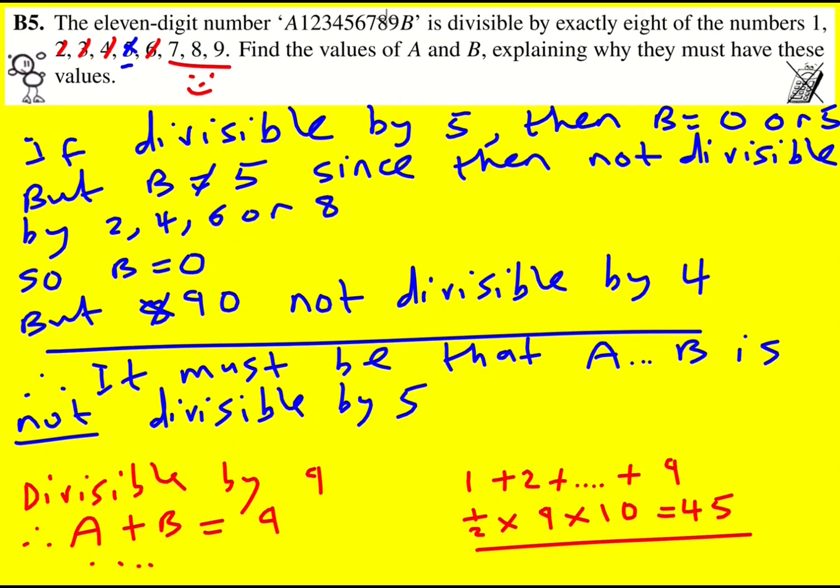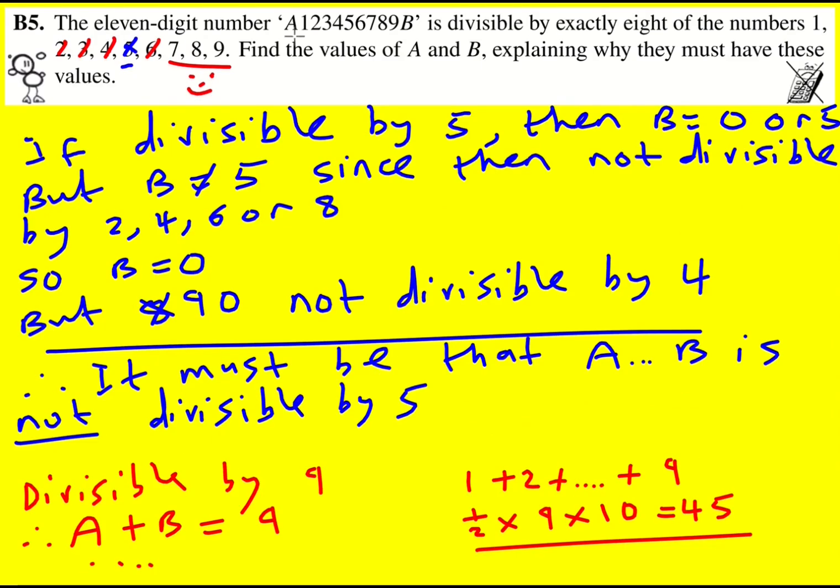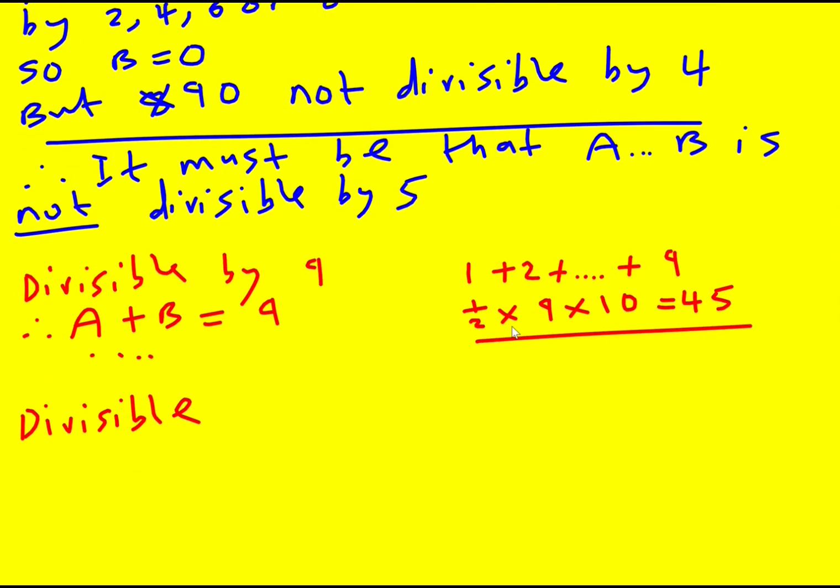Okay, it's the last 3 digits. So to be divisible by 8, the last 3 digits have to be divisible by 8, because 8 goes into 1,000, so most of the number is necessarily divisible by 8, like all of this bit, because it's that many thousand, and then we're left with 89B. So 89B must be divisible by 8.